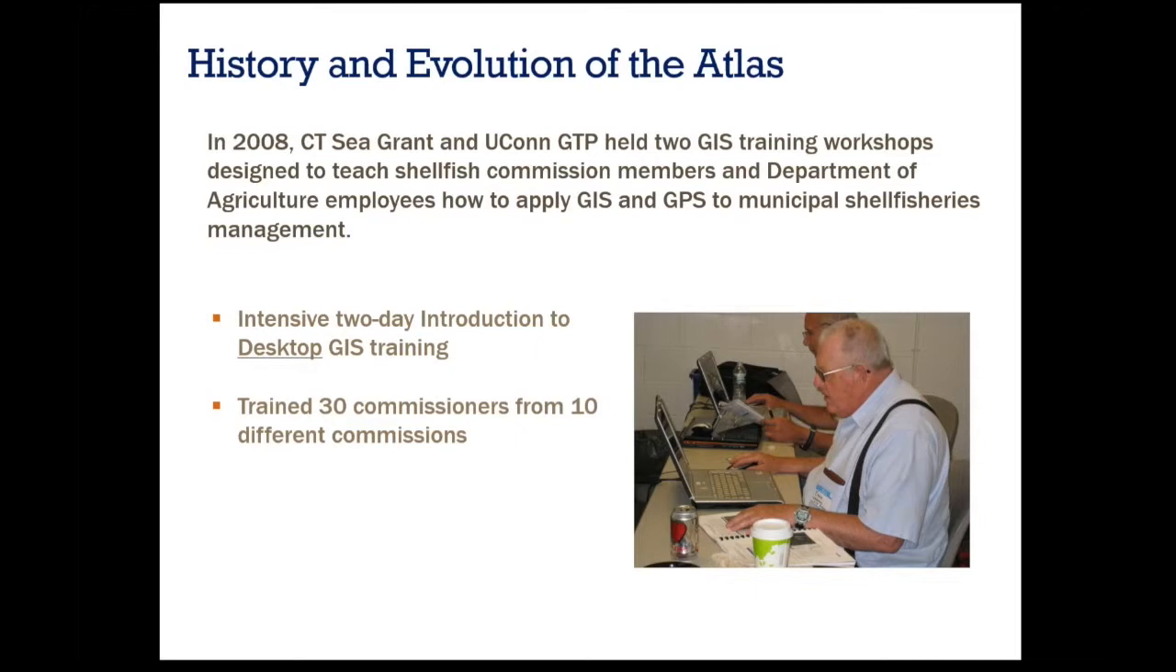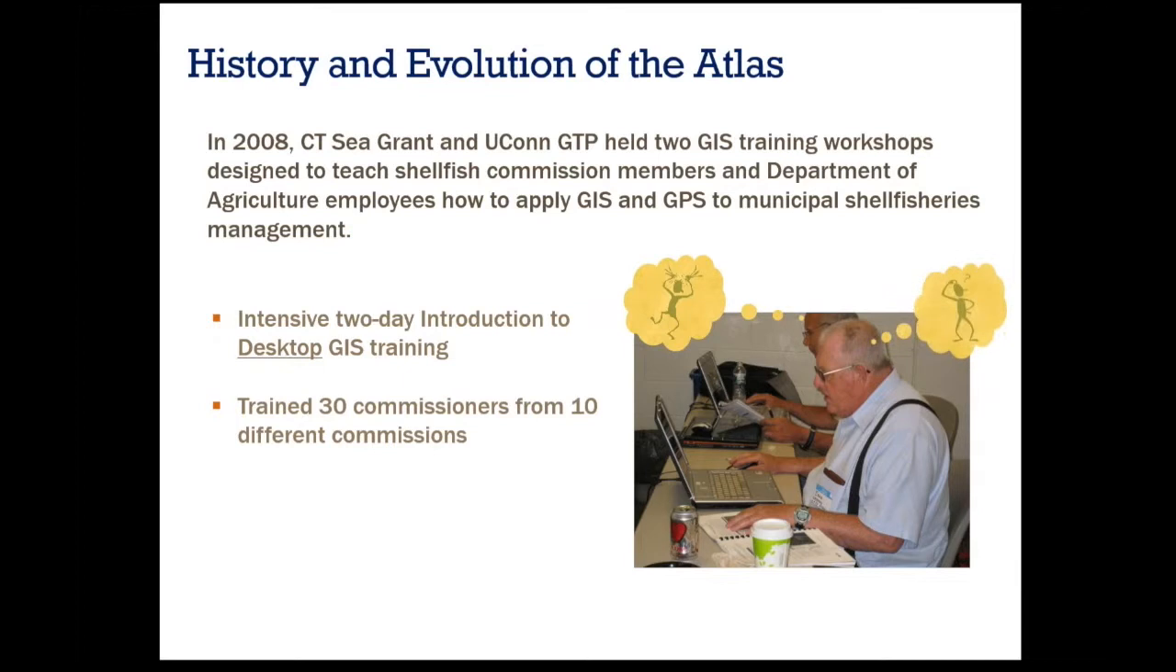So back in 2008, we invited Cary in to train some of our local shellfish managers. They had asked us to provide them with desktop GIS training, and so we did so. Cary introduced them to a course. We trained 30 individuals from 10 different towns. But it ended up being a miserable failure. Would you say that's the case?